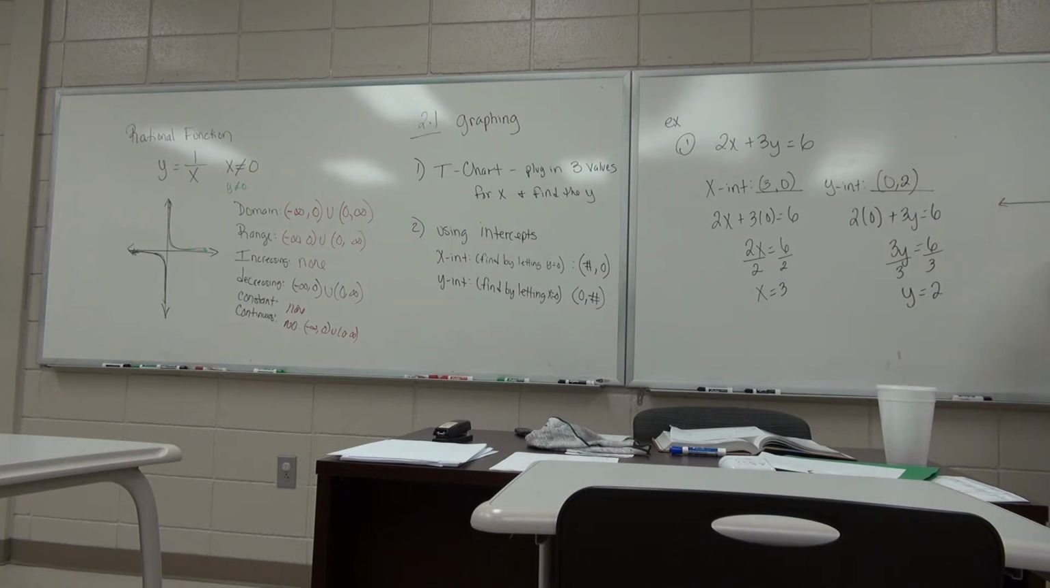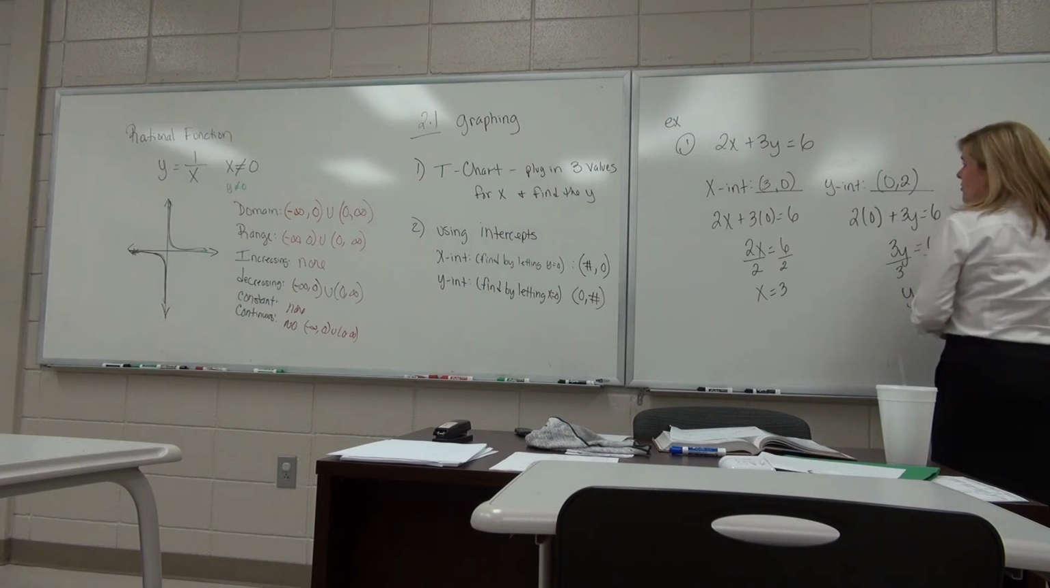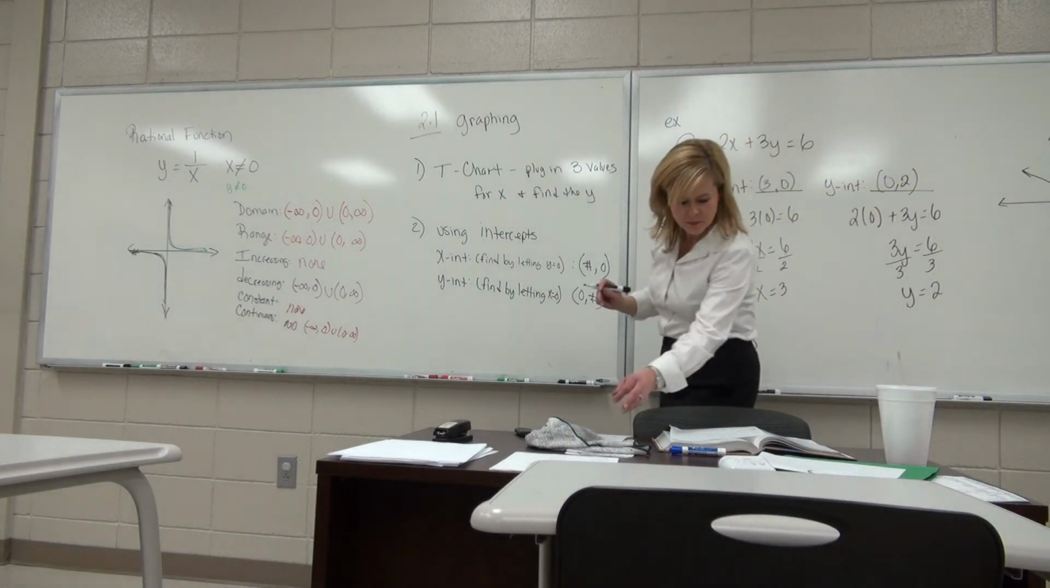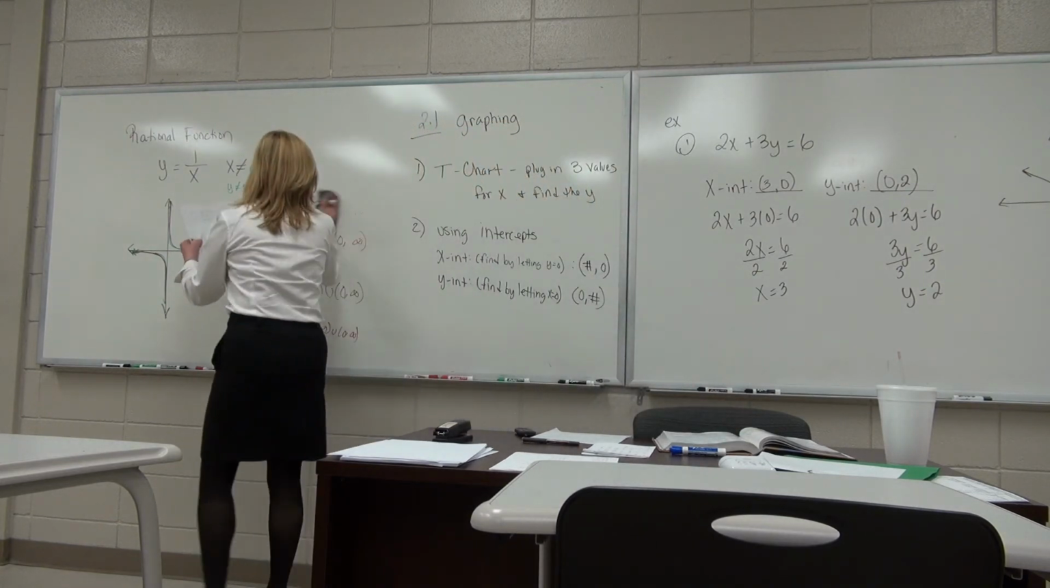Now to graph them, you can always play connect the dots. If you have 2 points, you can connect them and you'll have a line. So we've got my x-intercept, which is at 3, and the y-intercept is at 2. So plot your 2 points. The point 3, 0 would be to the right 3. The point 0, 2 would be up 2. Connect your 2 points, and you have the graph of that line. Okay? Stay with me for just a second. I'm going to show you one with a T-chart.